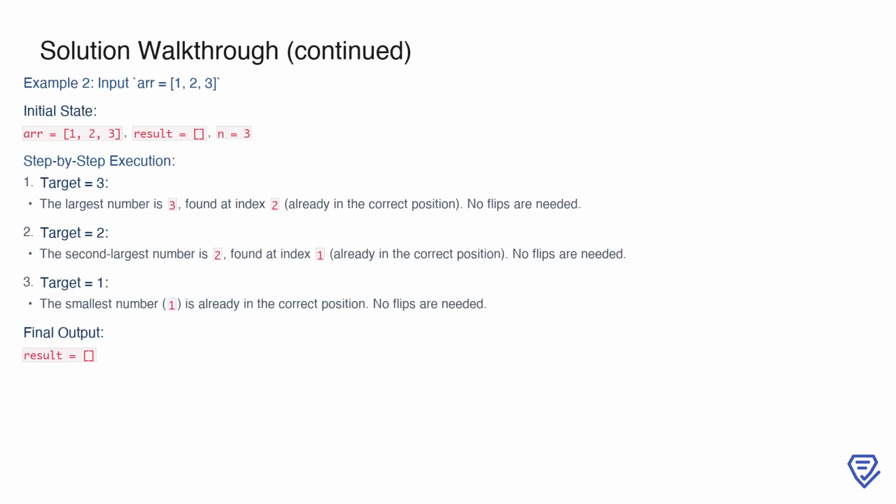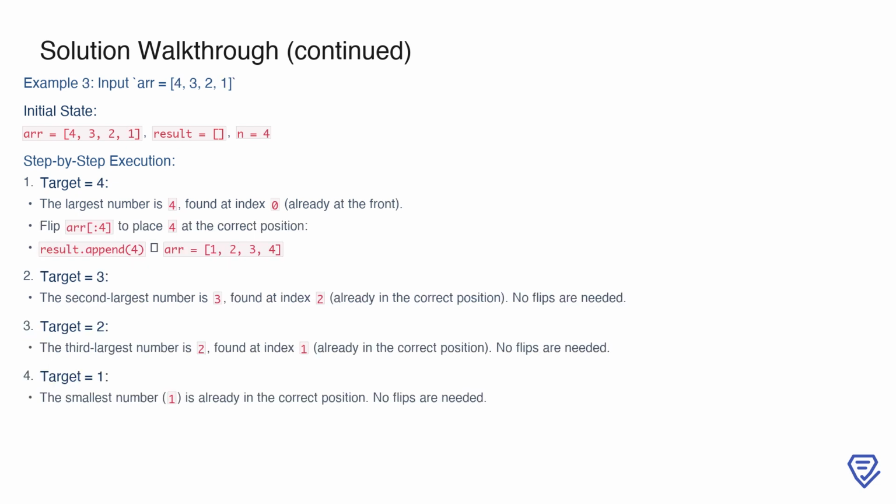Now, let's look at a simpler example with ARR equals 1, 2, 3. Here, the array is already sorted. We start by identifying the largest number, 3, which is at index 2. Since it's already in the correct position, no flips are needed. Moving to the second largest number, 2, it's also already in the correct position at index 1, so no flips are required. Finally, the smallest number, 1, is in its correct position at the front, so no flips are needed here either. As a result, the result array remains empty, and the sorted array is the same as the input.